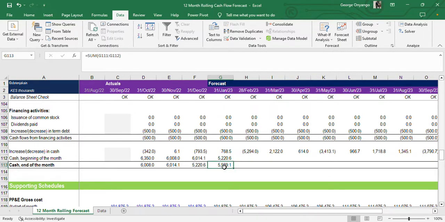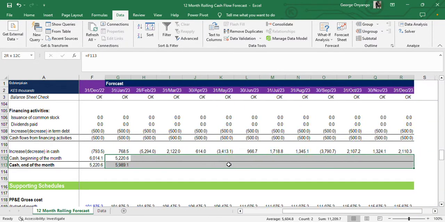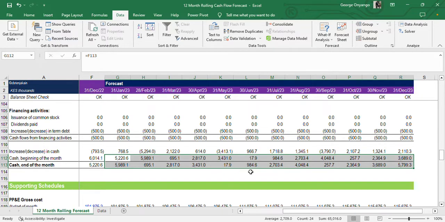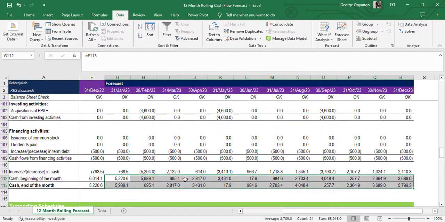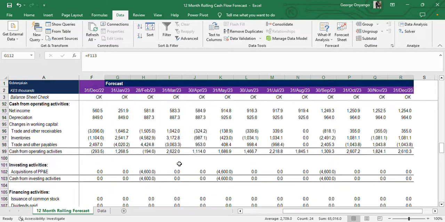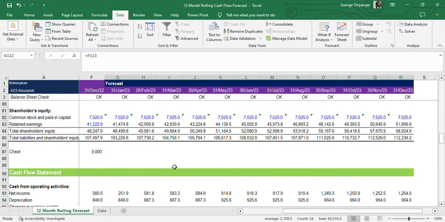So when we add that, these two fill automatically, and there we are. There we are with the cash flow statement.